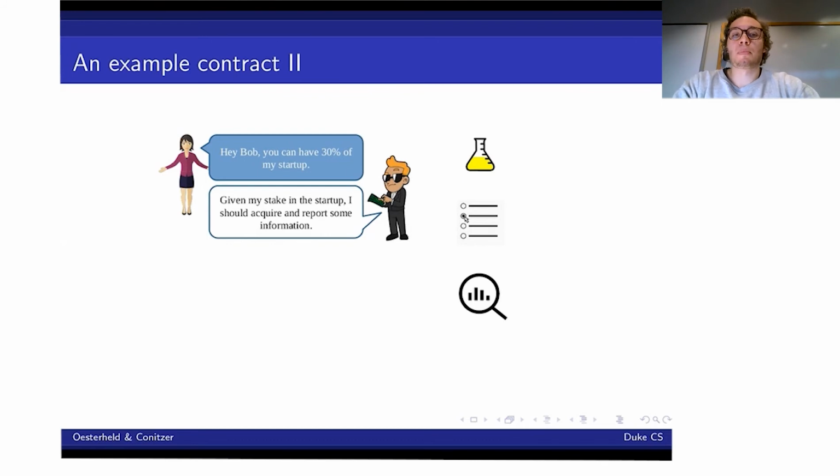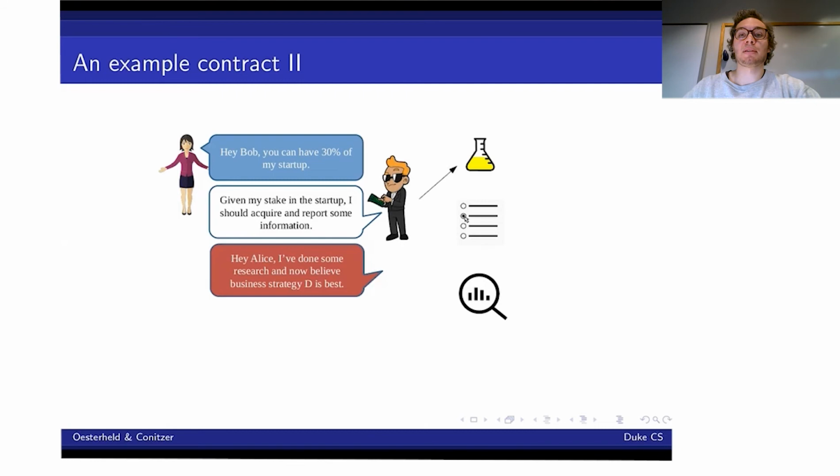Alice could also give Bob a larger share in the startup. So she could give him, for example, 30% in the startup. And now Bob's stake in the startup is much bigger. And now he's probably much more willing to expend costs to help Alice with her startup. So now he might be willing to approach or to do some much more ambitious research project to be much more helpful for Alice.